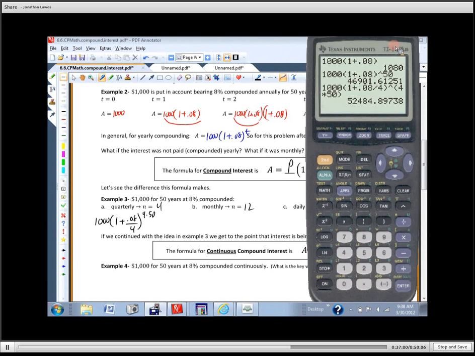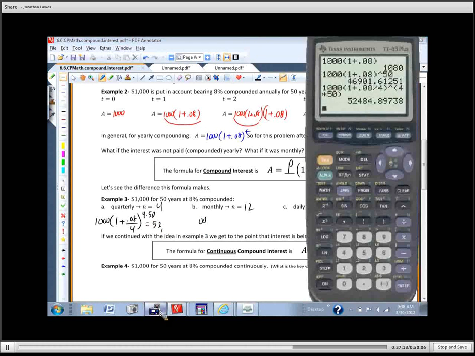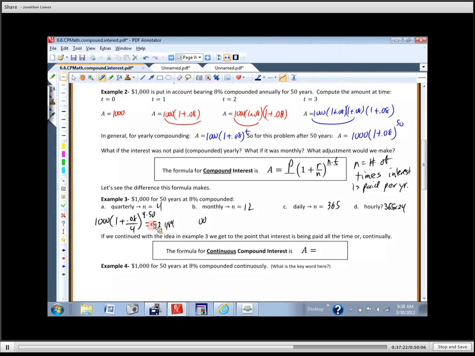Occasionally you'll find a bank that will do monthly. So let's compute what it would be monthly. What's the only thing I have to do to the formula? Yeah, just change the 4 to a 12. So this is going to be 1,000. So what was this? This was 52,000 what? 52,484. Talking lots of money now. So 1,000 and then 1 plus 0.08 divided by 12 raised to the 12 times 50.